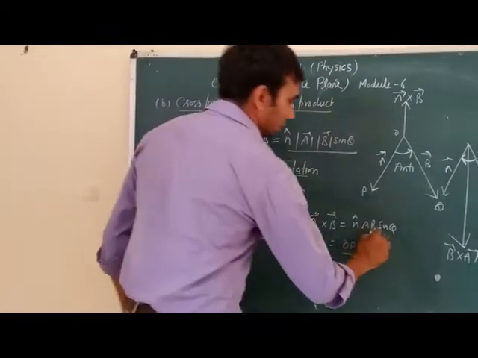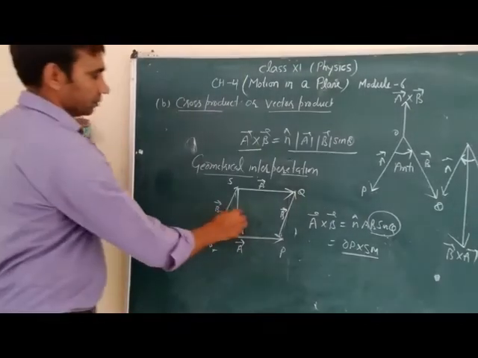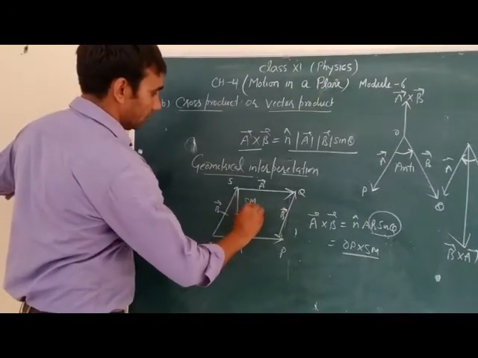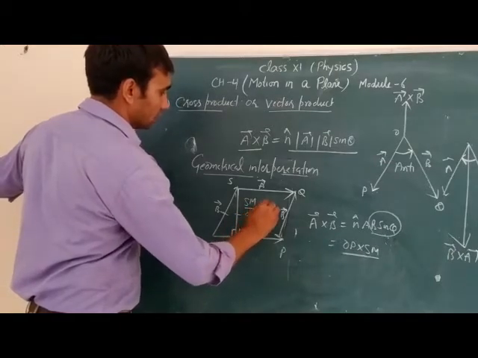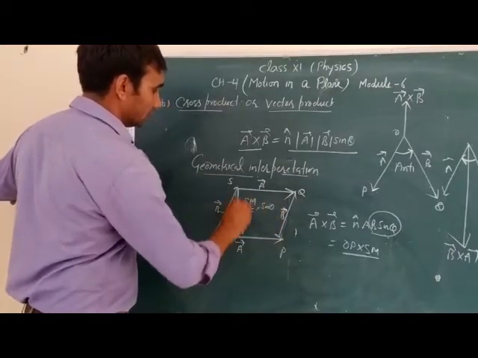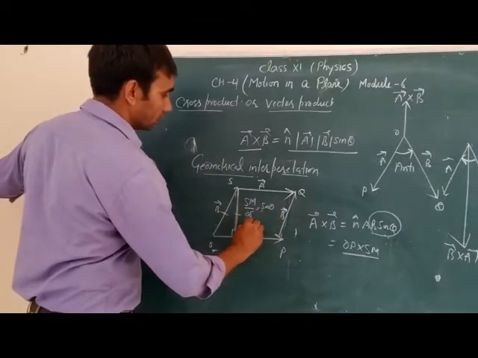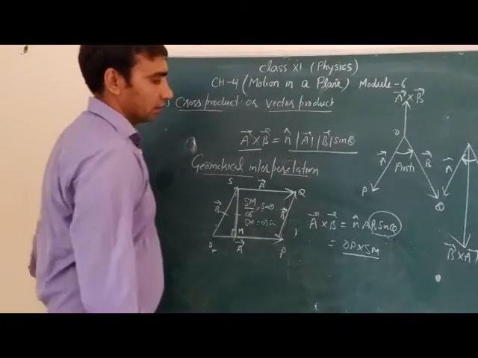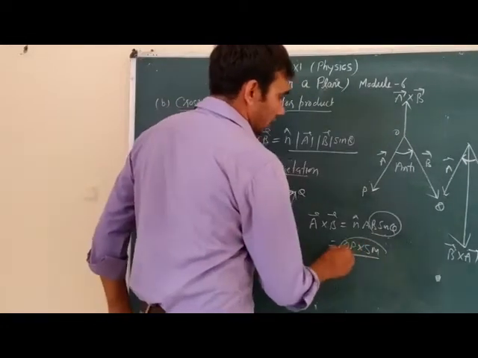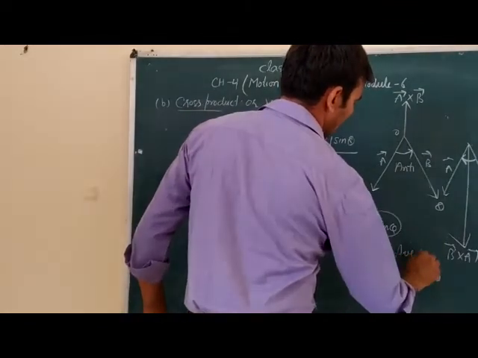B sin theta, that is equal to B sin theta. SM divided by OS, that is equal to sin theta. SM, that is equal to B OS sin theta. OS sin theta, this is equal to the area of a parallelogram.